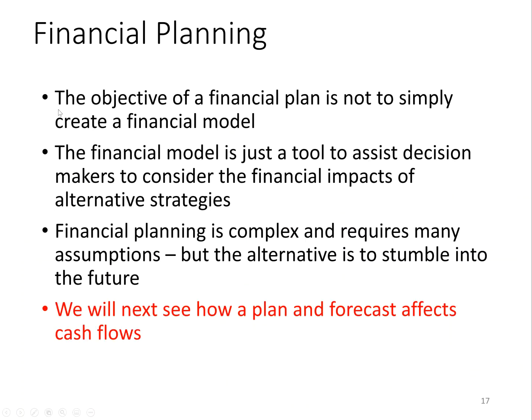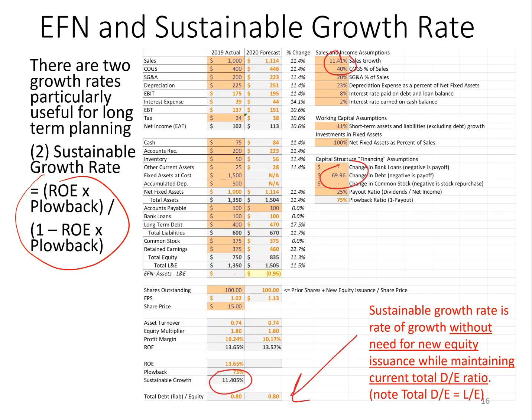So let's talk a little bit about the financial planning process. Since we've done this process, let's say that the objective of a financial plan is not to simply create the financial model. Our goal is not to just create this model. The model is just a tool to help decision makers consider the financial impacts of alternative strategies. So in this financial planning process, we try to figure out what level of sales we should target, what level of assets we will need to get that level of sales, and how we are going to finance that level of assets.